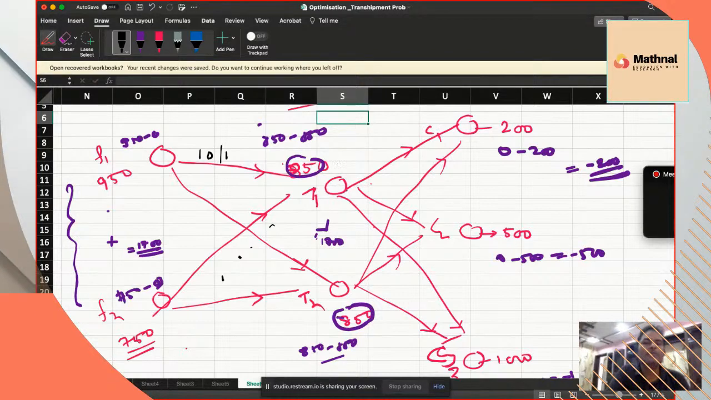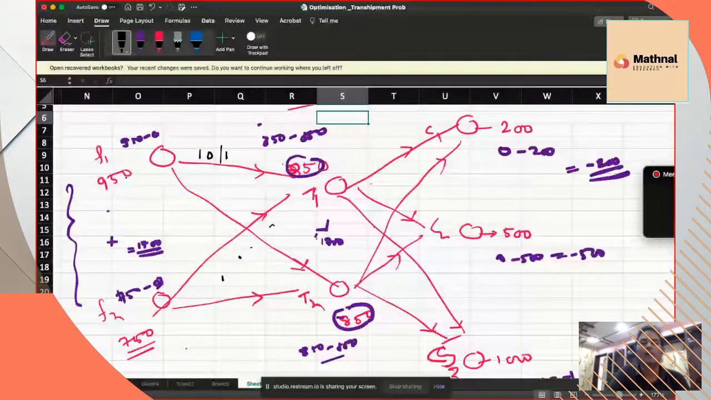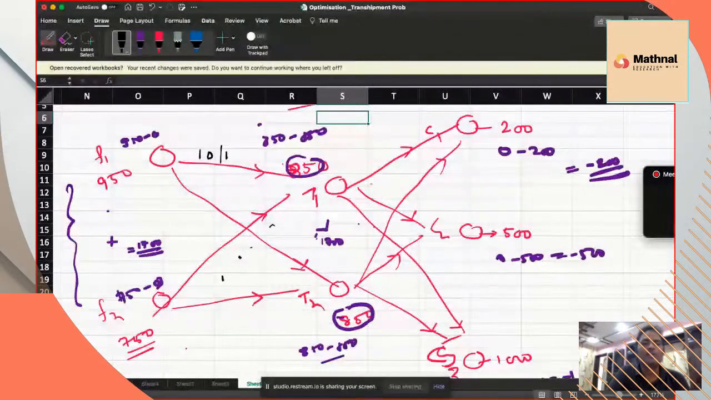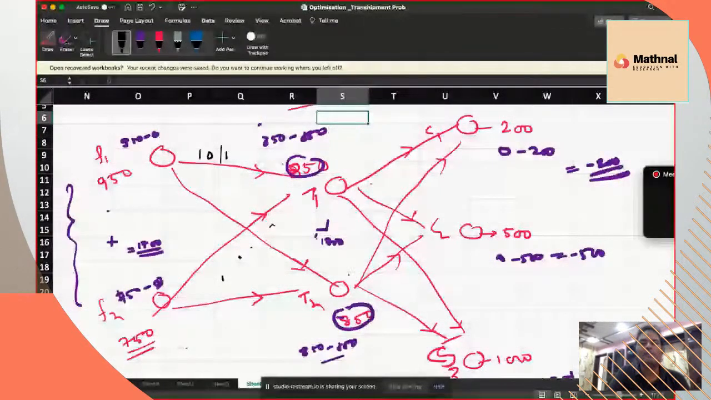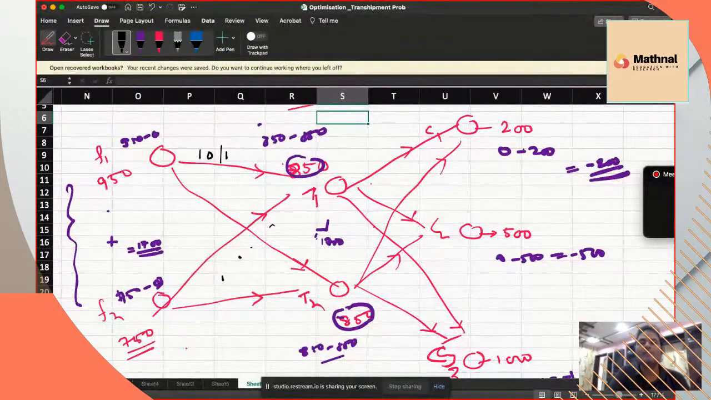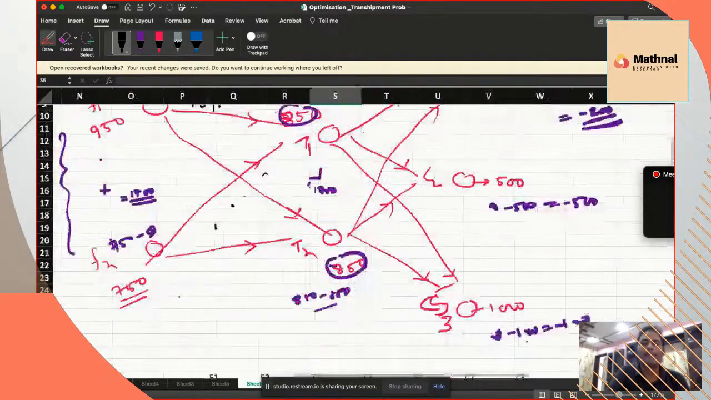So out minus in will be equal to 0 at transshipment points T1 and T2. At F1 and F2 there is no in, only out, so out minus in is 950 and 750. Out minus in at T1, T2 is 0 and 0. And at C1, C2, C3, out minus in is minus 200, minus 500, and minus 1000, because there is no out here. Yesterday we have seen this.